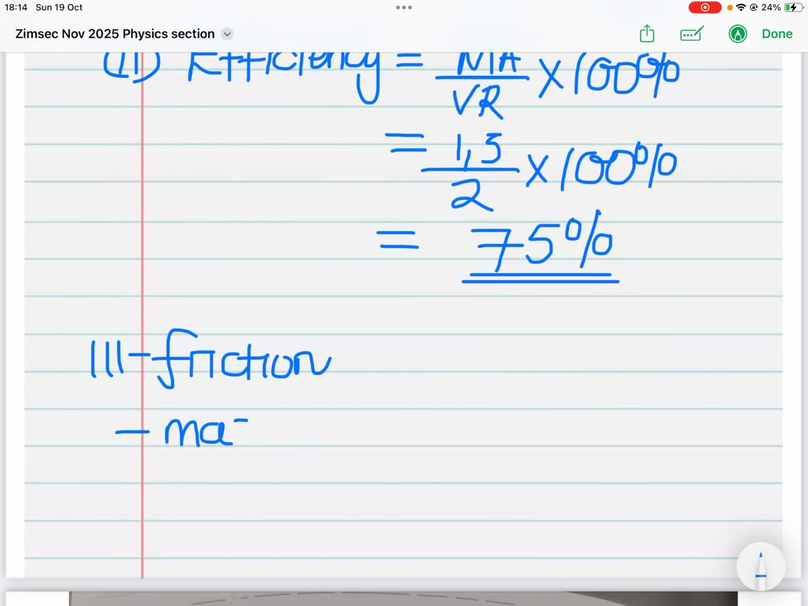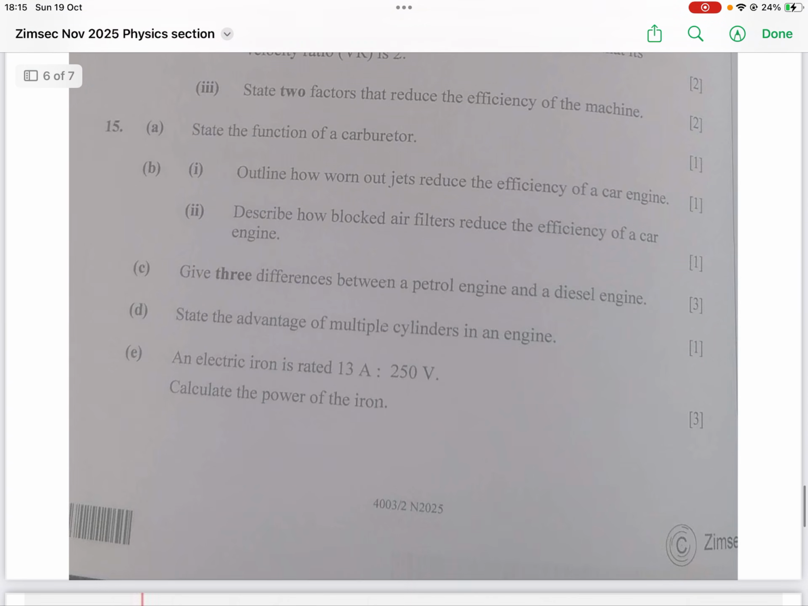And we also need to talk about the mass of the pulley. A heavier pulley can increase the energy required to move the load, thereby decreasing the efficiency. So these are some of the factors that reduce the efficiency of the pulley system: the friction and also the mass of the pulley. If it is heavier, it is going to increase the energy required to move the load, thereby decreasing the efficiency. So we are now proceeding to the last part of section D.